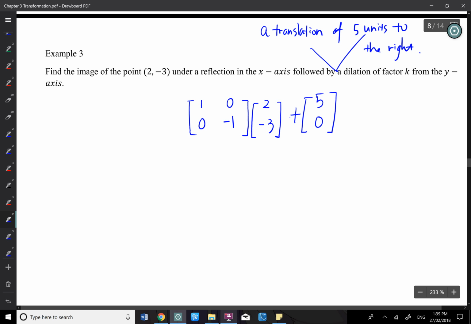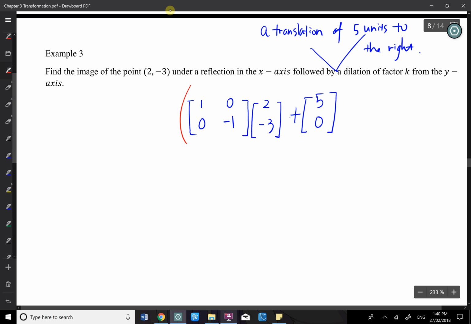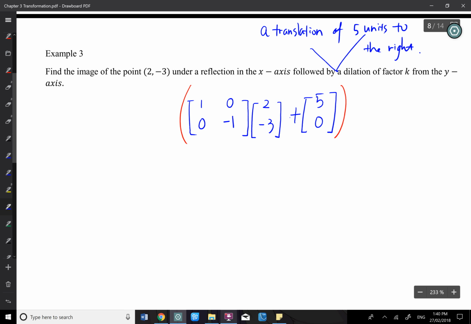It will look like this. There's no vertical translation, so that spot is 0. And you must remember to bracket that because you plus something. Okay, the last thing is a dilation factor of k from the y-axis, which is changing the x.